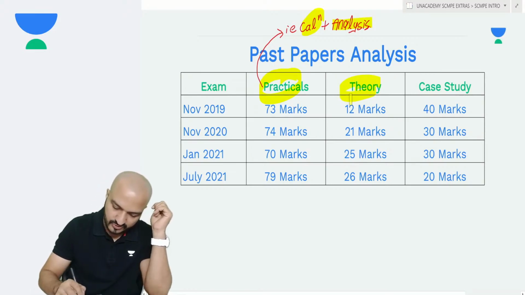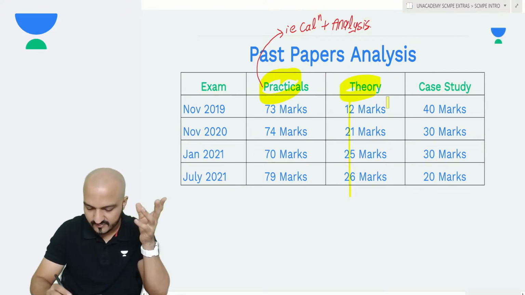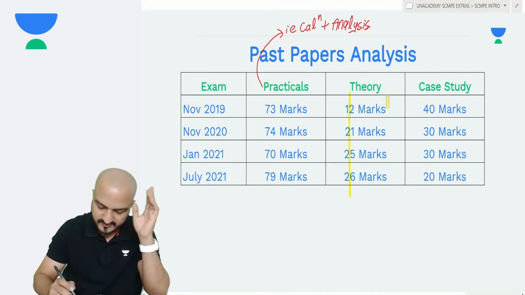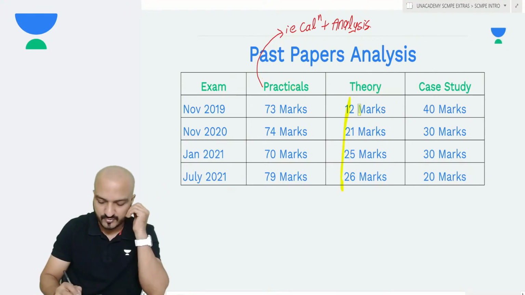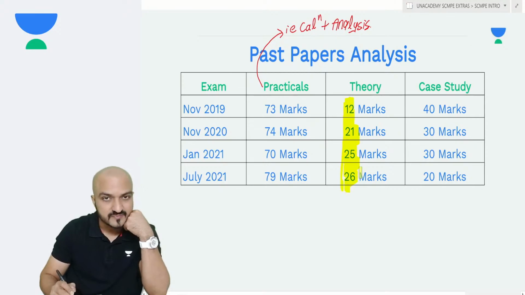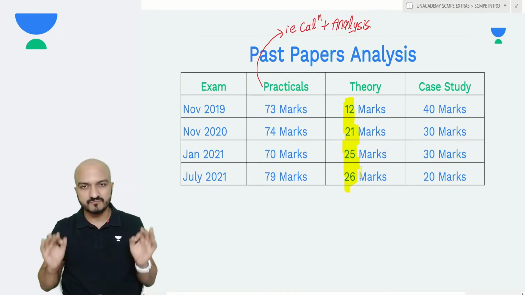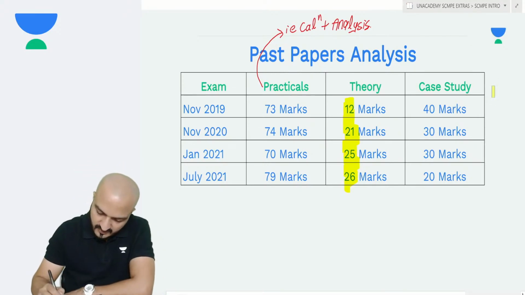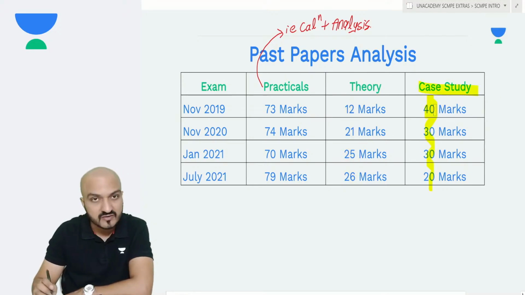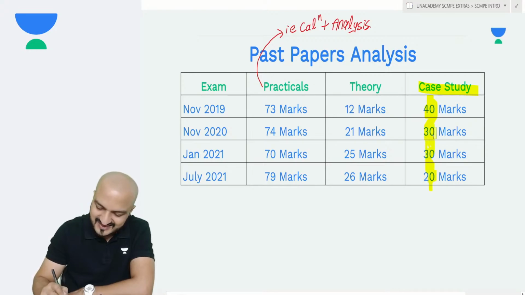Then the theory part is approximately 15 to 25 marks. Let's say 20 marks approximately will be theory questions, which is pure theory questions, and around 20 to 30 marks is case study. Sometimes they have asked more, but mostly 20 to 30 marks is case study.